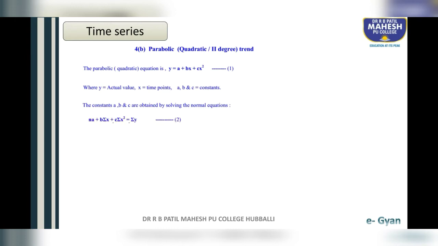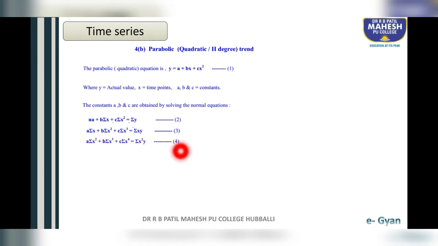Students, the first normal equation is given by adding both sides with summation. So summation y is equal to na plus b summation x plus c summation x square. This is equation number 2. Next, for this equation multiply both sides by x. So it becomes a summation x plus b summation x square plus c summation x cube is equal to summation xy. So this is equation number 3.